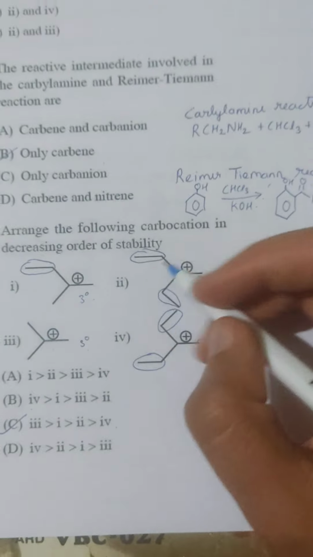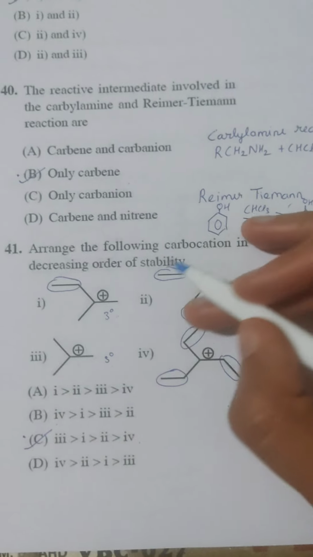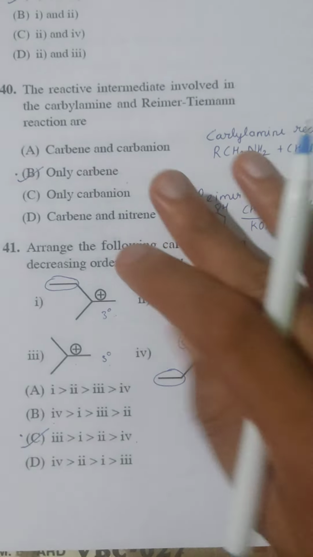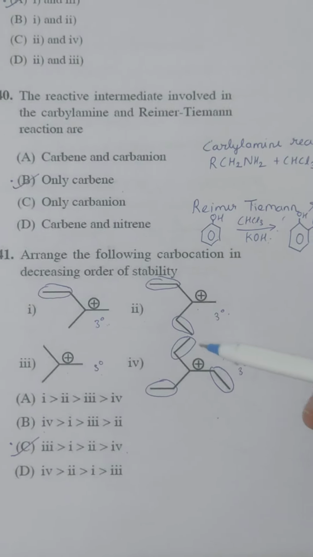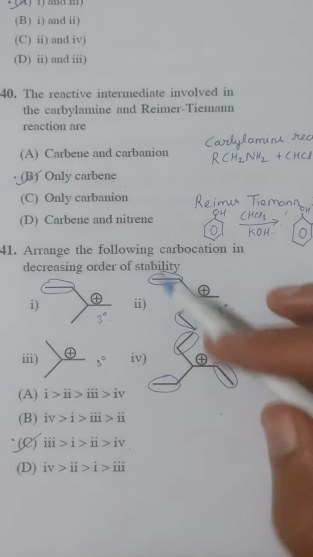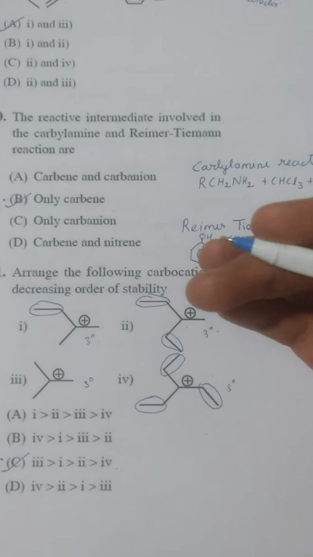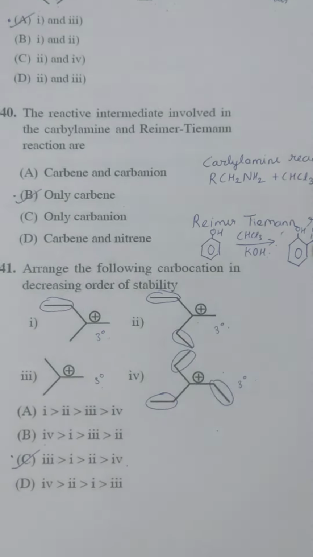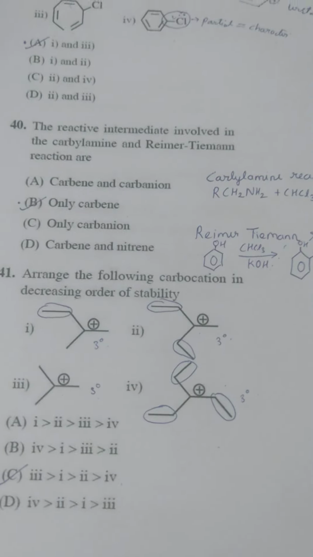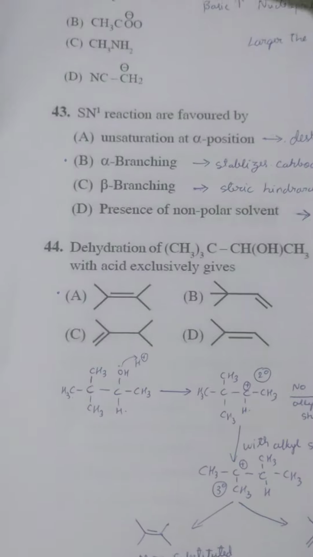In other cases, you have to check what other groups are added. Since all the groups are similar, it will not be an issue. But if there are different groups like NO2 or OH, then you have to consider which one is electron donating or withdrawing, inductive effect, mesomeric effect, resonance, and all those points. So now let's go to the next question.